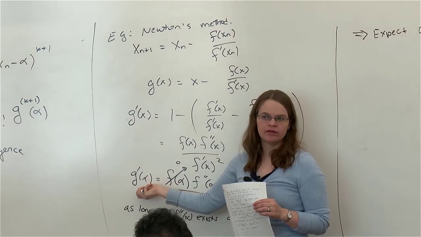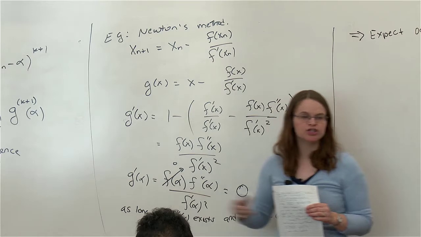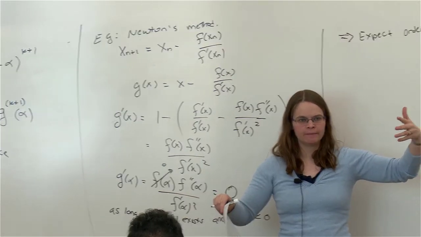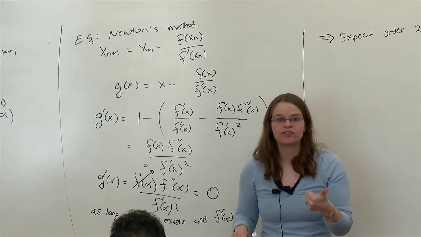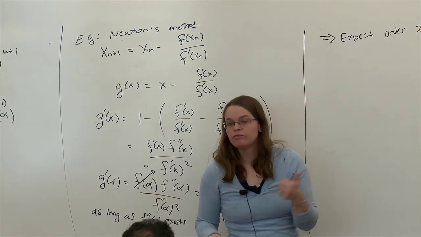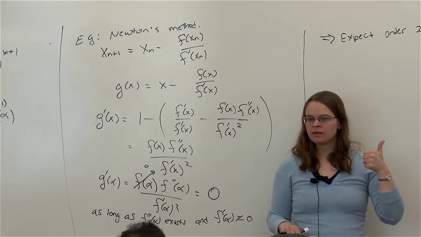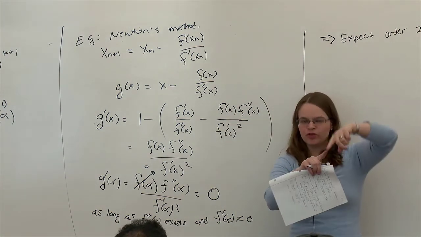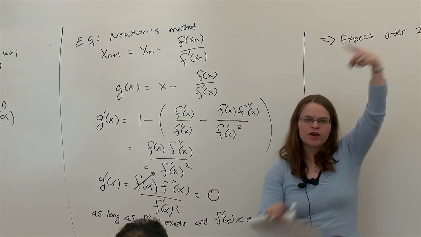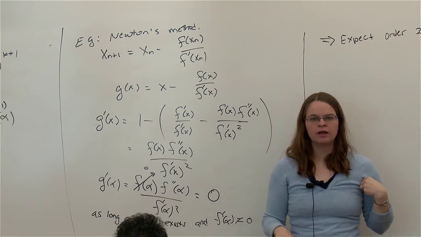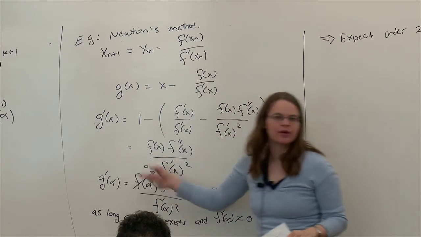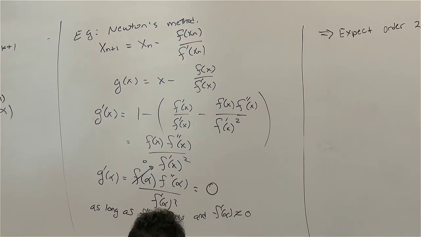if G prime of alpha is, in this case, equal to 0, and G prime is continuous, then G prime is going to be less than 1 in a neighborhood of alpha, right? So that easily satisfies the condition of the fixed point iteration theorem. G of alpha is equal to alpha. Its derivative is less than 1 in this window, so it's never going to be steep enough to wander outside the window, right? So with just a very simple check, just checking this function, we get everything that we need to satisfy the conditions of our fixed point theorem.